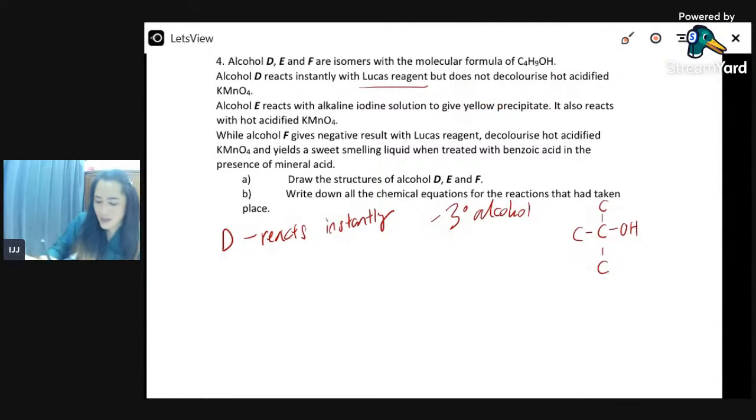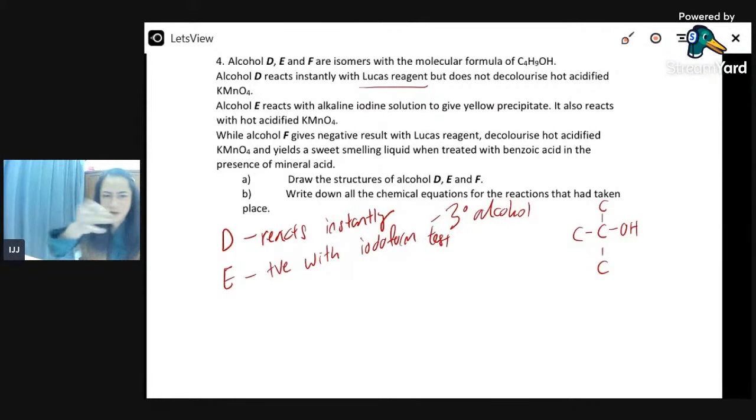Oh, this is the iodoform test. This is the iodoform test. So, what is the iodoform test? The iodoform test will show a positive result with methyl alcohol E. So, you say E is positive with the iodoform test. Okay. So, you can draw the skeleton already.